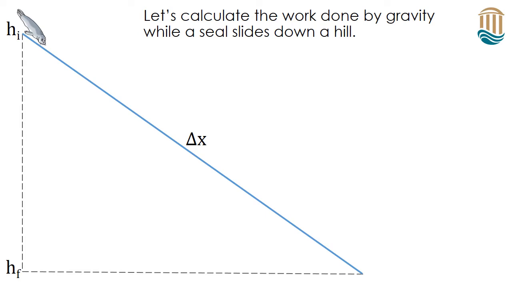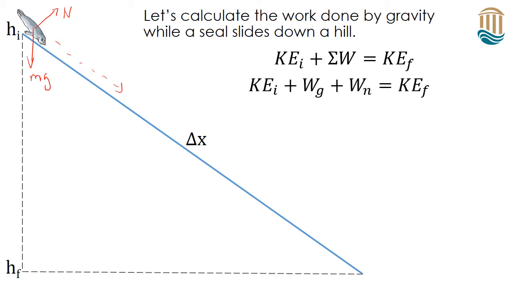If we ignore frictional forces, there are only two major forces acting on the seal: gravity and the normal force of the hill on the seal. The seal is sliding a distance delta x down the hill in this direction. So we need to calculate the work done by gravity and the normal force. Luckily for us, since the normal force is 90 degrees from the direction of motion, it does no work.